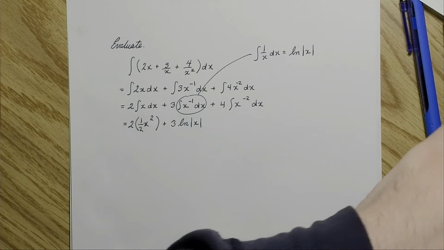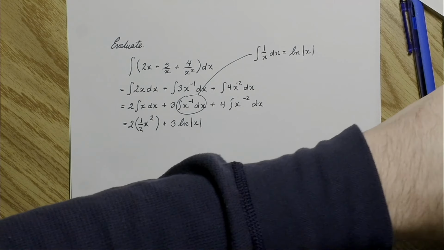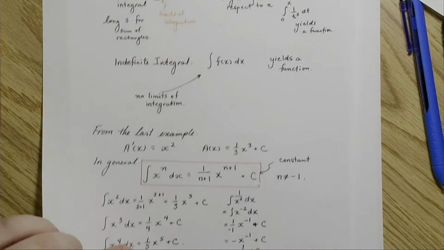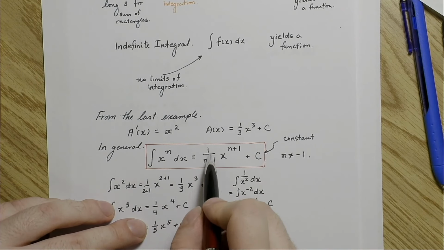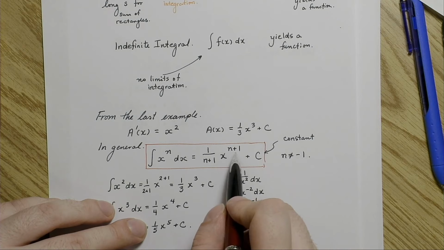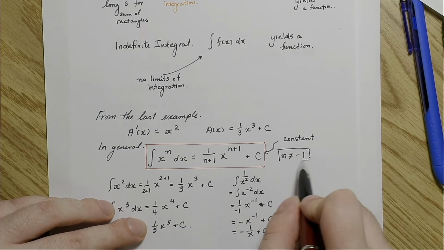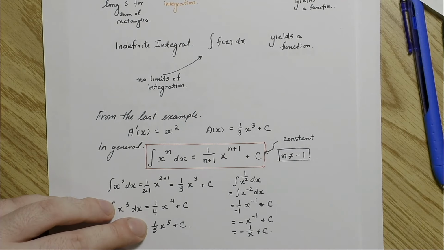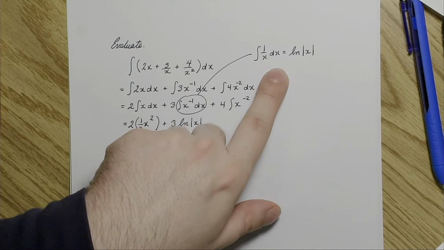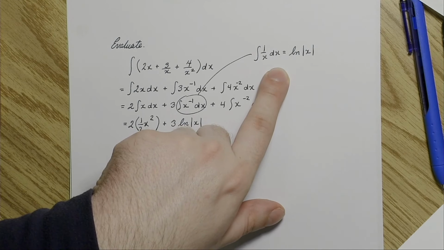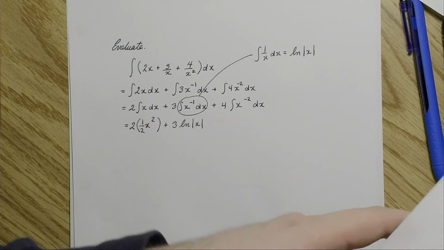And that's why when we were talking about this earlier, I had to add that: if I have the integral of x to the n dx, it is equal to 1 over n plus 1 times x to the n plus 1, plus c, provided that n is not equal to -1. If it is, then we have to use that special rule, which is the integral of 1 over x dx is equal to ln of x.